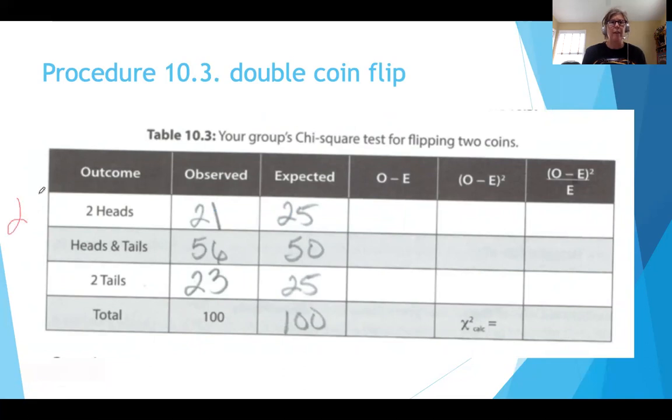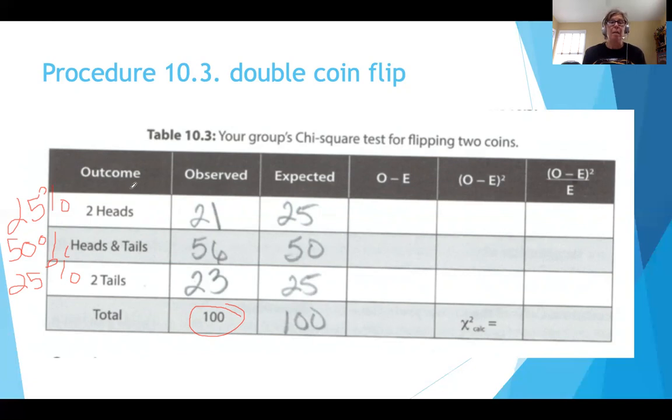This is 25, right? So what's 25% of 100? 25. This is 50%. What is 50? Because I had 2 squares, right? What is 50% of 100? Well, that's 50. And again, I'm looking at my total. And then what is 2 tails? My probability of 2 tails was again 25%, times 100, and we get 25. So that is how I get my expected. This one thing you need to know how to do is to get your expected, and we'll be working on that for this particular lab.